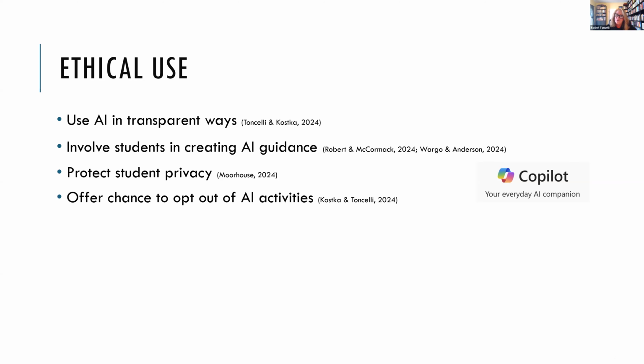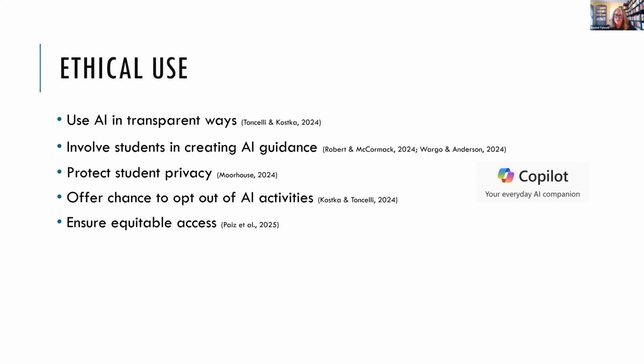Another aspect of ethical use is offering your students the chance to opt out of AI activities. If they have an objection to using AI tools, you can have a plan B activity ready if you were planning on using AI in your class. And as teachers, we kind of all have a plan B up our sleeves all the time. So there's not really much new there, though it's taking on a different significance.